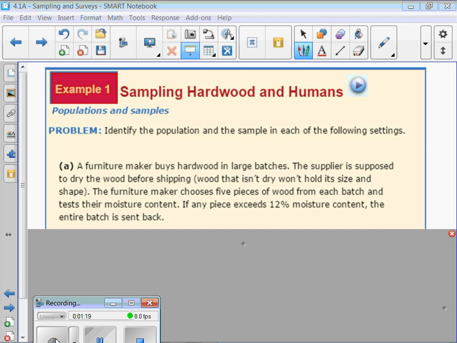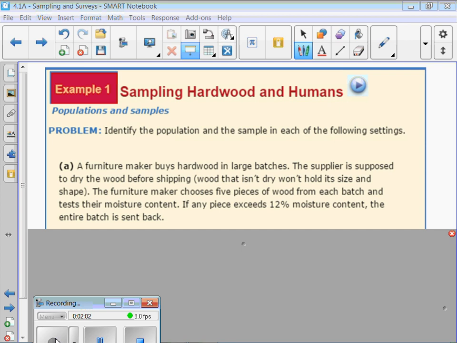All right, so let's see if we can figure out what the sample is and what the population is. Okay, let's do it. A furniture maker buys hardware in large batches. The supplier is supposed to dry the wood before shipping it because wood that isn't dry won't hold its size and shape. So the furniture maker chooses 5 pieces of wood from each batch and tests their moisture content. If any piece exceeds 12% moisture content, the entire batch is sent back.